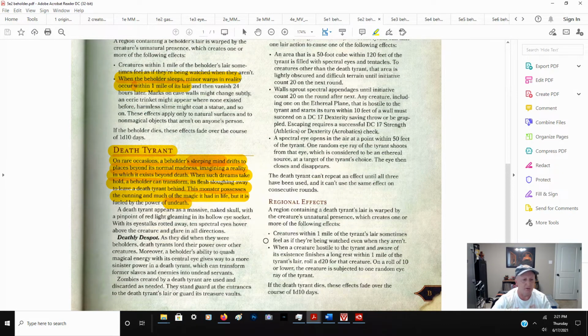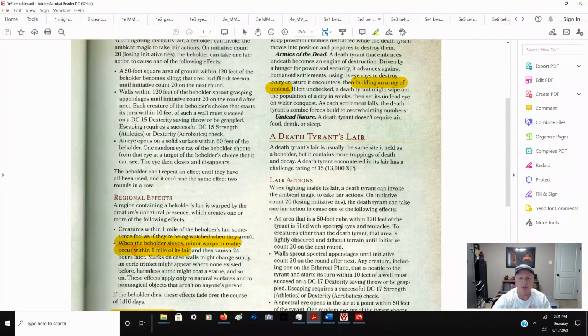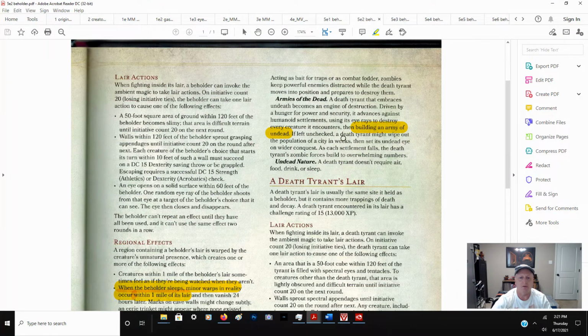And then, of course, here's one of the variants, the Death Tyrant right here. On rare occasions, a beholder's sleeping mind drifts to places beyond its normal madness, imagining a reality in which it exists beyond death. When such dreams take hold, a beholder can transform, its flesh sloughing away to leave a death tyrant behind. This monster possesses the cunning and much of the magic it had in life, but it's fueled by the power of undeath. So, of course, that one there looks more like a skull with all the flesh rotted off of it right there.